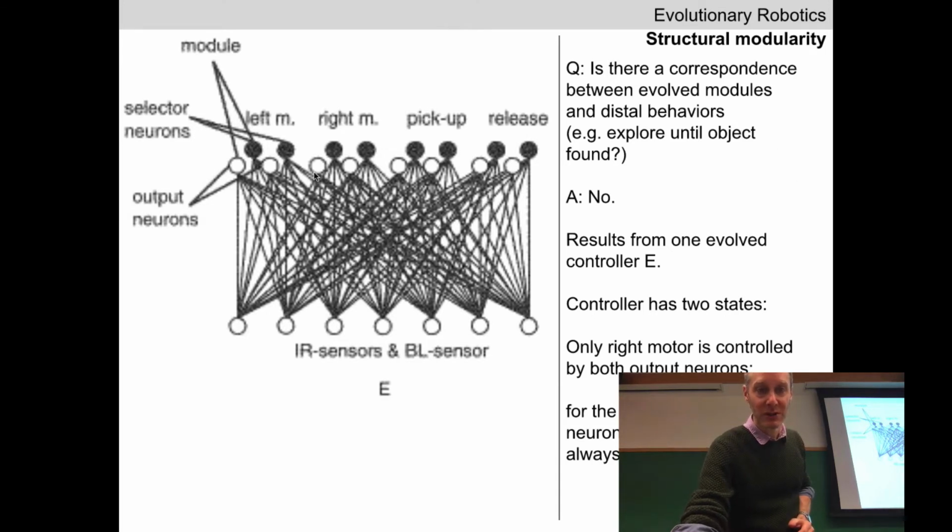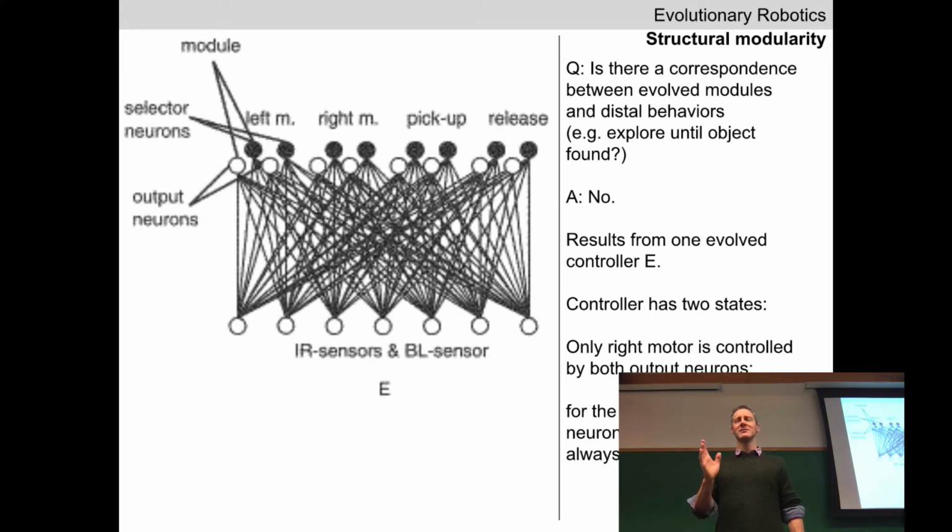Switching between this module and this module. In the other three groupings, the pair of selector neurons, the values never passed one another. So either the left value is always higher than the right value, or the right value is always higher than the left value. Evolution said, I don't need modules for the left motor, pickup and release, just the right motor.